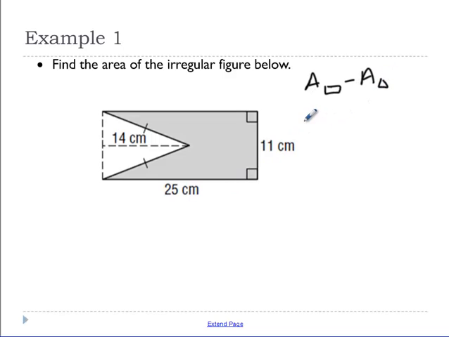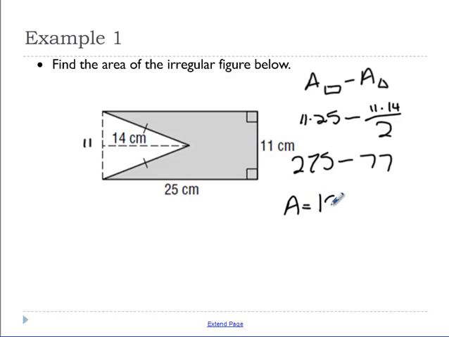Area of the rectangle is base times height, or 11 times 25, minus the area of the triangle, which is base times height divided by 2. The base of the triangle is 11, the height is 14, and then let's divide by 2. So go ahead and start multiplying, put everything in your calculator. 11 times 25 is 275, minus 11 times 14, and then divide by 2 is 77. So when you subtract those, you get that the area of the shaded region is 198. Let's go ahead and put units, centimeters squared.